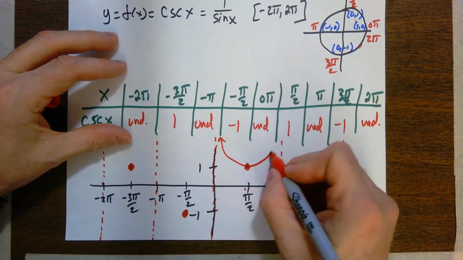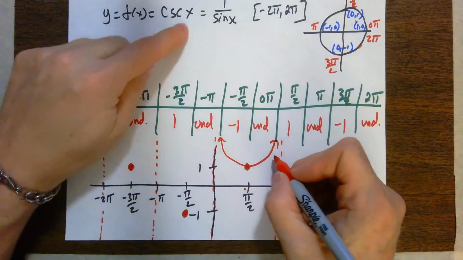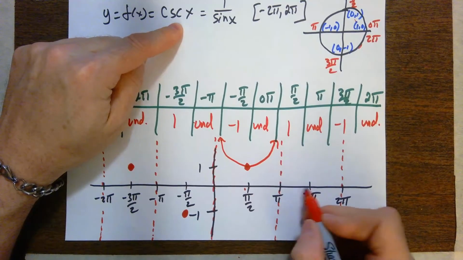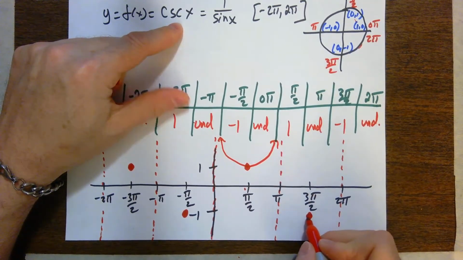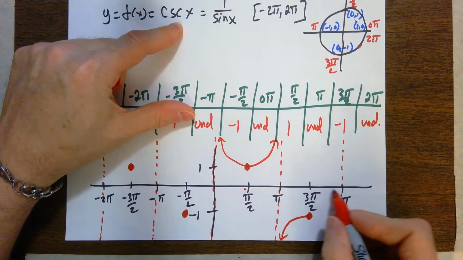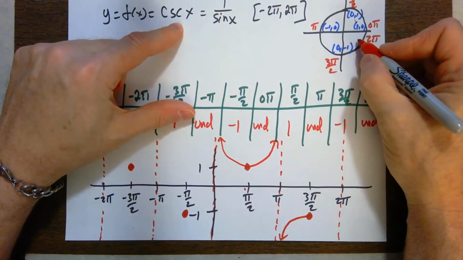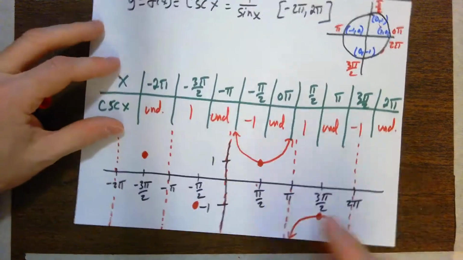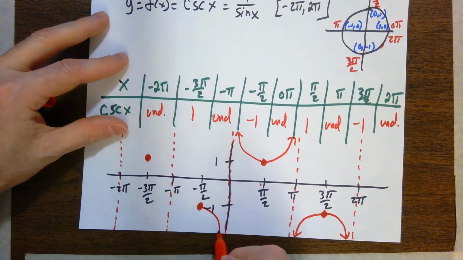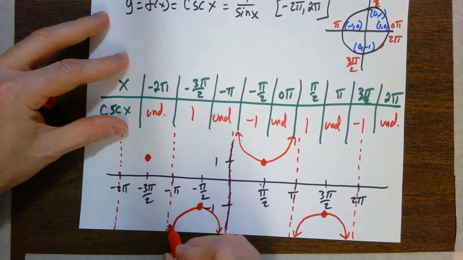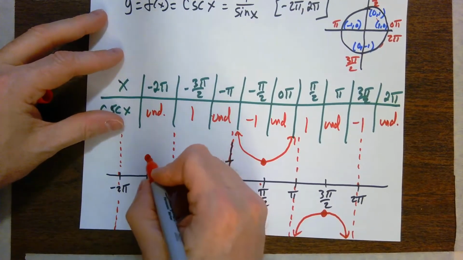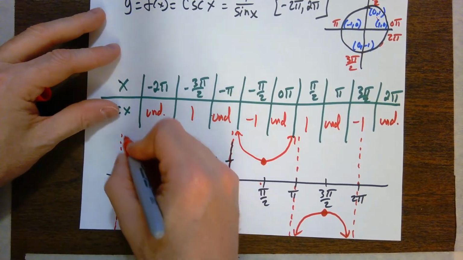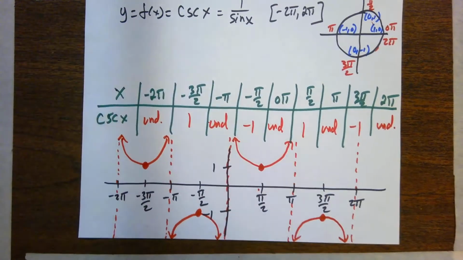Second quadrant, sine is also positive, therefore cosecant is positive. In the third quadrant, sine is negative, therefore cosecant is negative. Fourth quadrant, there it is. Sine is negative, therefore cosecant is negative. This is the fourth quadrant as well, negative. Third quadrant, negative. Here's the second quadrant, sine is positive. First, sine is positive, and there it is.